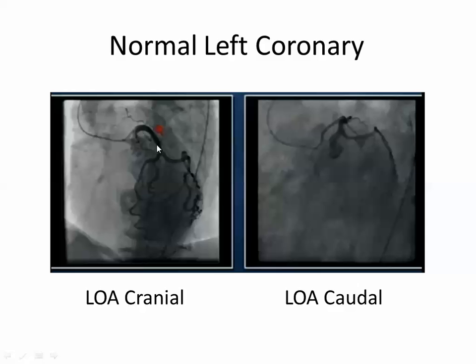Septum, anterior, lateral, inferior. So this is the septum. So what's this vessel? Septum, LAD. Lateral, LCX. It's not dominant because it's not giving the inferior. And this is the left main.